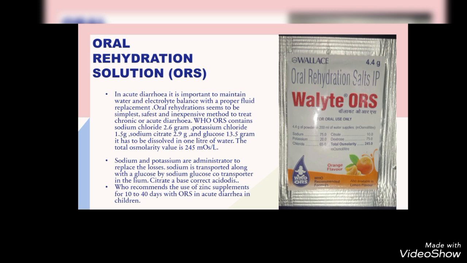We know that during diarrhea, there will be a change in electrolyte and water balance. So in order to correct it, we use ingredients like sodium and potassium salts in ORS. They are administered to replace their losses. Citrate is used as a base to correct acidosis. The World Health Organization recommends the use of zinc supplement for 10 to 40 days with ORS in acute diarrhea in case of children.